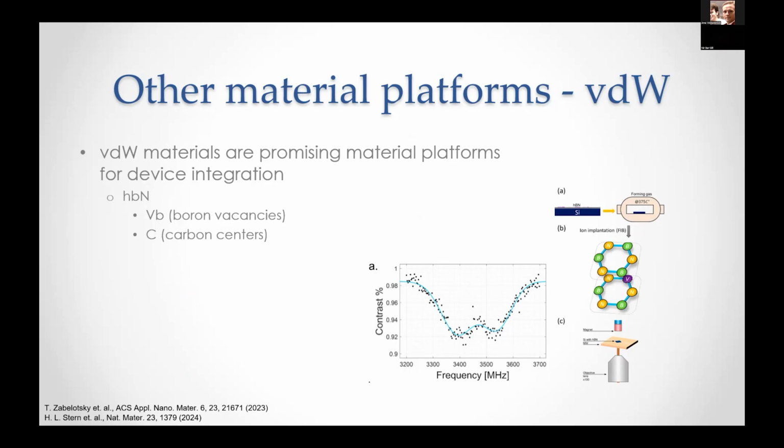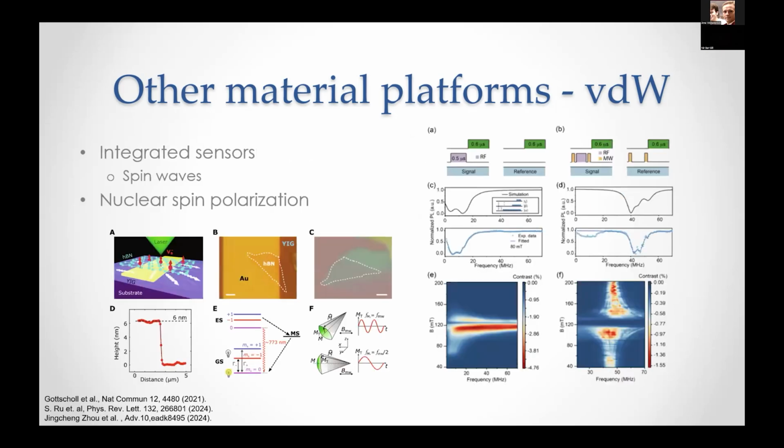hBN, for example, hosts many different interesting color centers. For example, boron vacancies or carbon centers. People have been able to show ESR and ODMR and whatever. These are actually experiments using boron vacancies in hBN integrated with a device, in this case, a YIG, to measure magnons in this system, and also have been able to polarize the nuclear spins within the system. Like I said, nothing comes for free. hBN, for example, has a lot of nuclear spins, so the spin properties of the defects in it tend to be not so great. So people are trying to think how to work around it. And in the next part of my talk, I'll talk a little bit about polarization and how that could be useful.